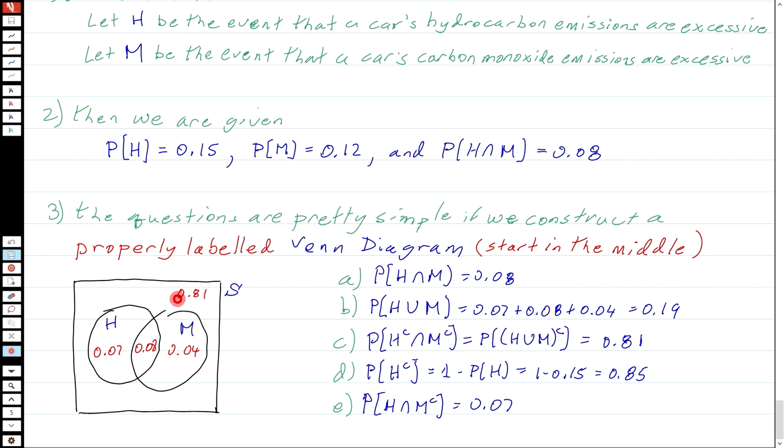By the way, when you label this Venn diagram, you should also always label outside of the events that are shown. Then the whole thing is defined. You've got the area outside, area of H alone, H and M, and M alone. And these four numbers should add up to 1.